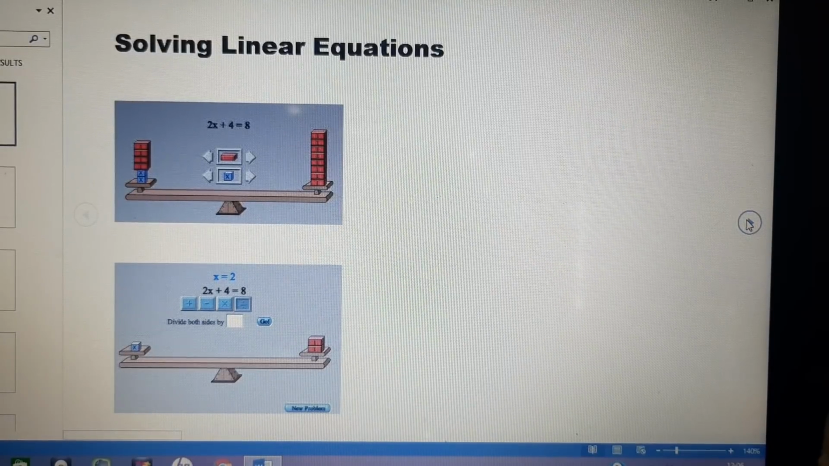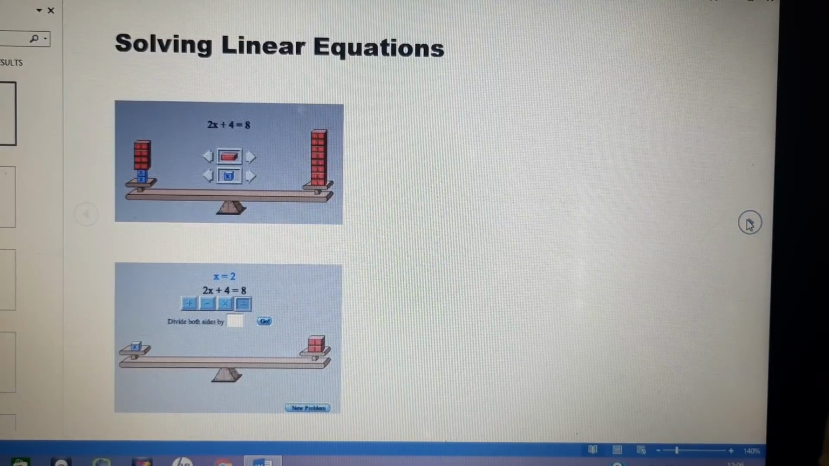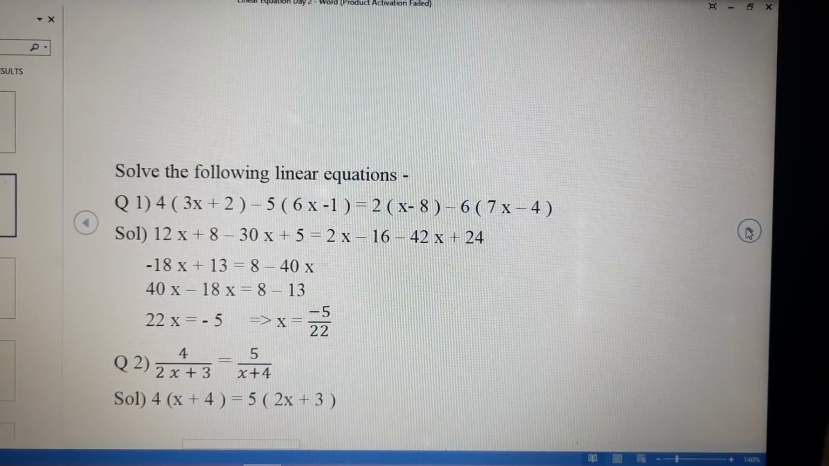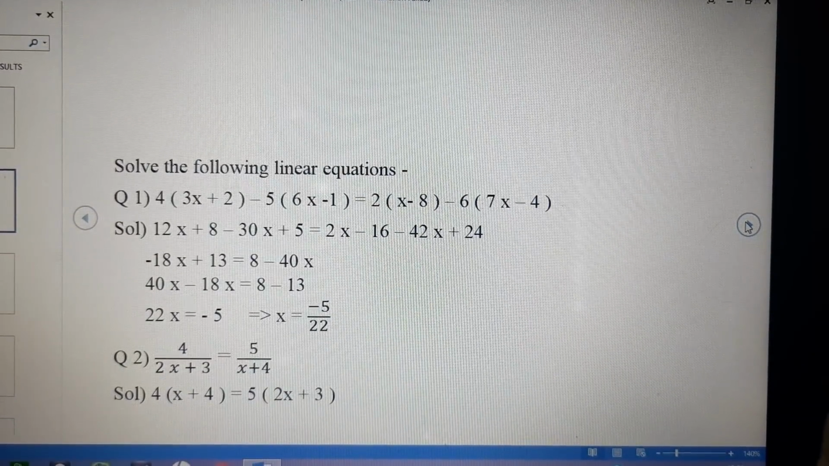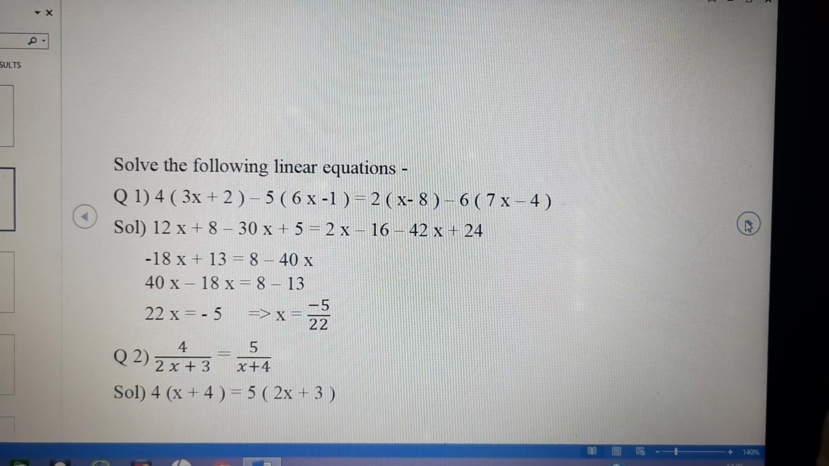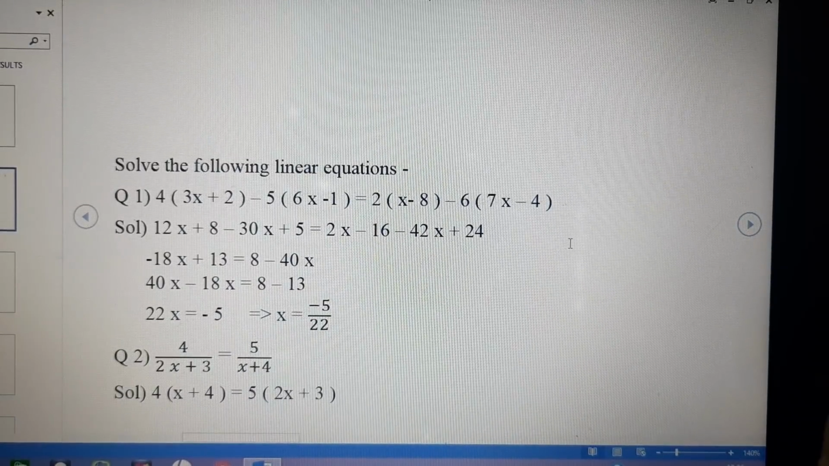We'll be giving you the link of a quiz where you will solve these kinds of questions. Are you getting it? So I'm going to pick up the questions from your book. Solve the following linear equations. It means we need to find out the value of x, or the variable which is used in it.